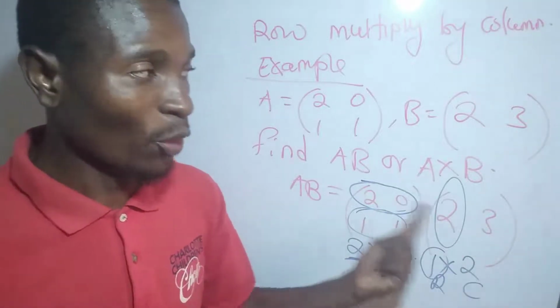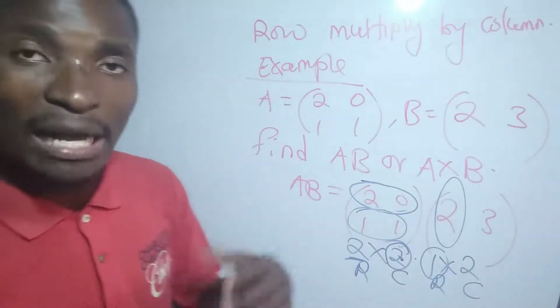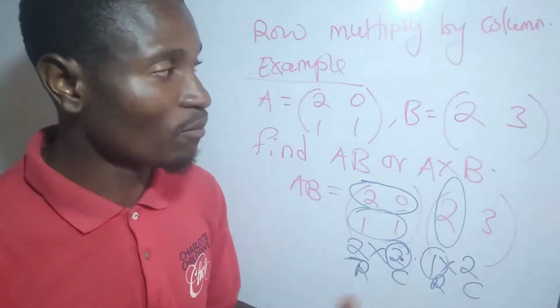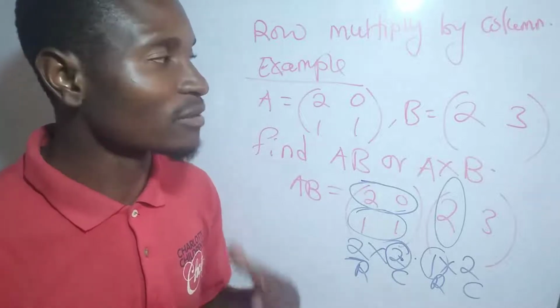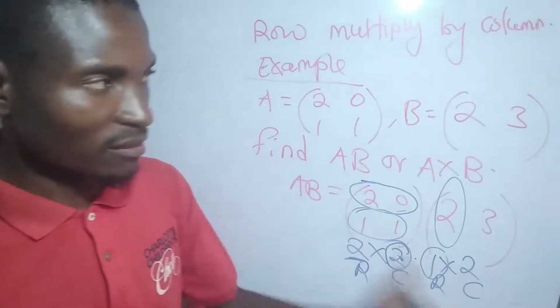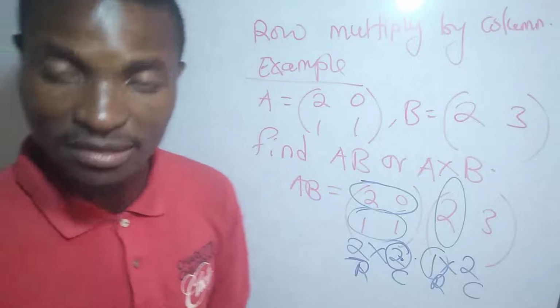So I hope you have understood the concept. Now let us look at an exact example where we can multiply and understand how to go about the row by column, so that the concept gets into our minds.